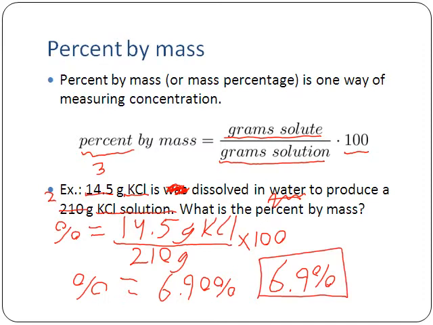As I said, this method is probably the most commonly used in everyday life. You will sometimes see this when someone talks about something being, say, a 10% saline solution. Basically, what they're saying here is that's the percent by mass. That this is 10% by mass saline or salt solution. And so this is how you'd work out a percent by mass problem.